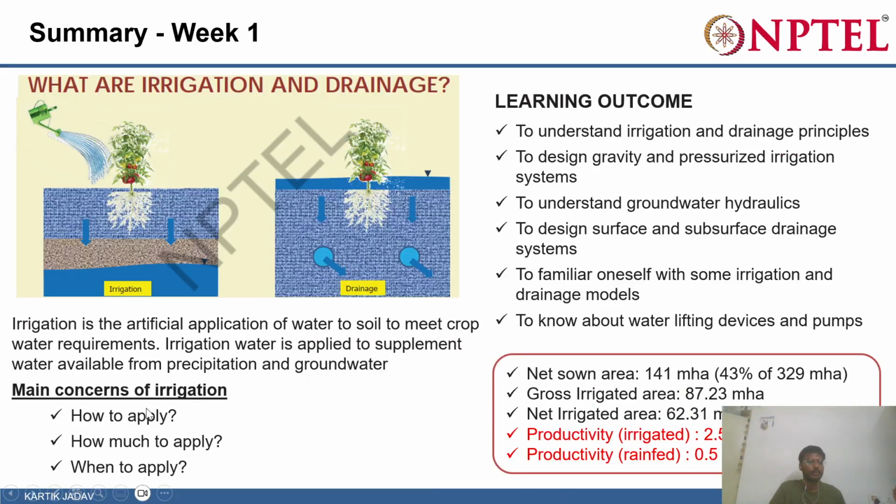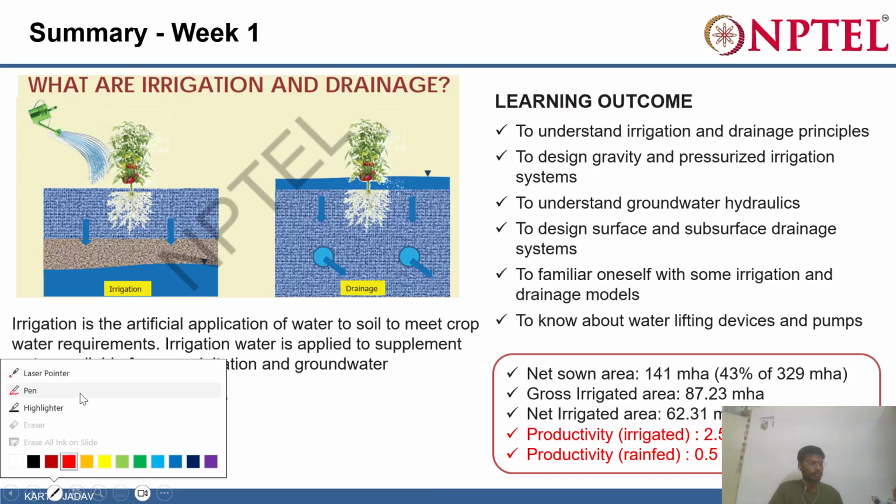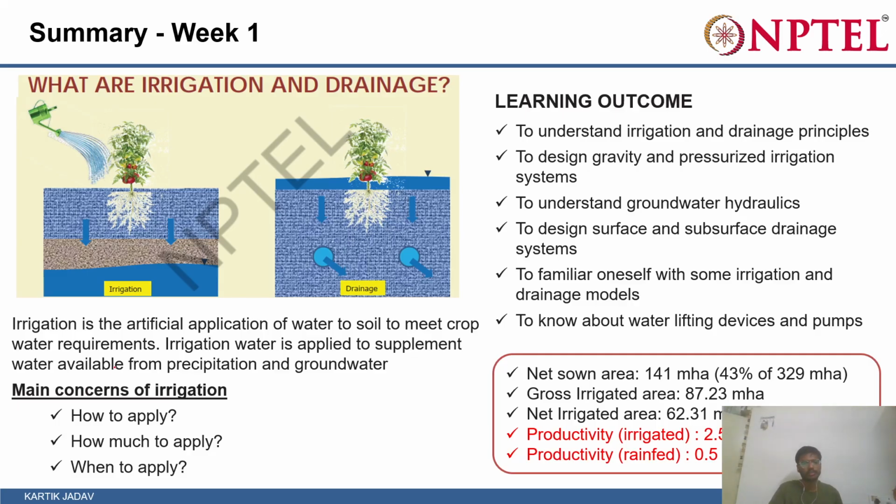How to apply: in that you have to understand which kinds of techniques are available, and what modernization you can do. All these things come under this how. Then how much to apply. That totally depends on what kind of soil you have, what kind of crops you are growing there. Then what are the hydrogeological parameters that decide how much water we need to apply and when to apply.